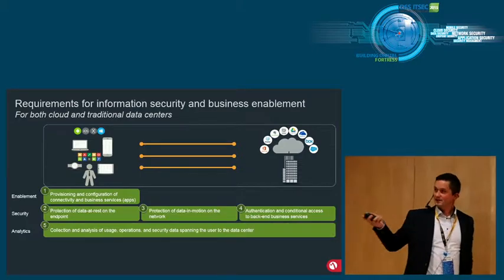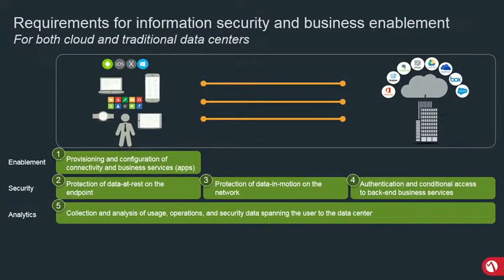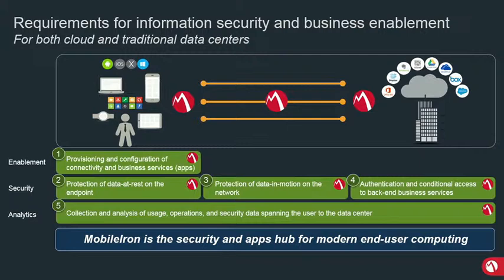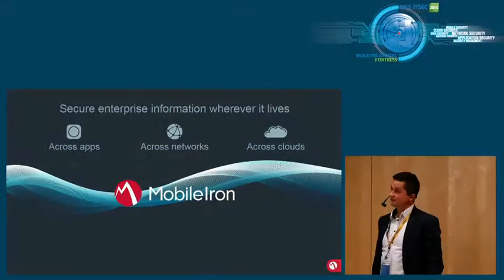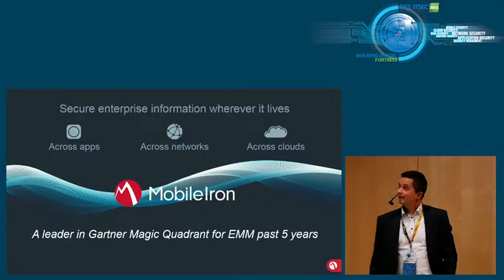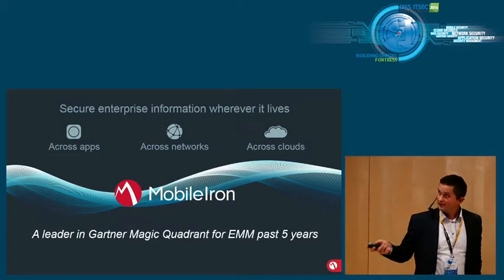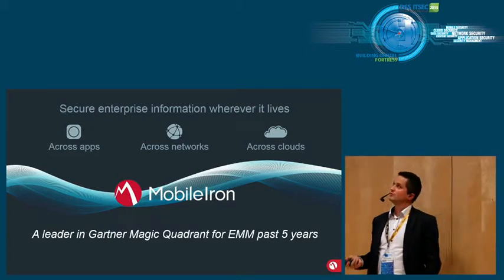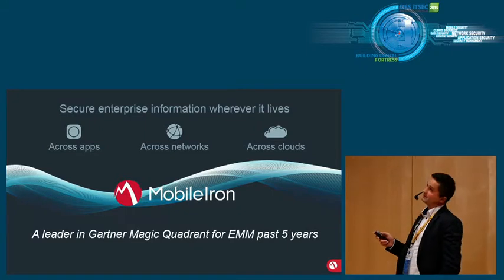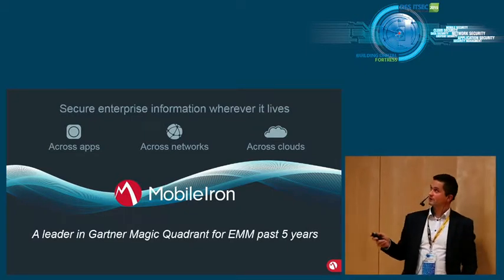Still, having all that in place, we need to be sure that we are monitoring the device and that everything is okay. For that, you need EMM, Enterprise Mobility Management. As I represent MobileIron, I can tell you MobileIron is the security and application hub for modern end user computing, which can help you address these things: enterprise mobility management to secure enterprise information wherever it lives, across applications, networks, and clouds.